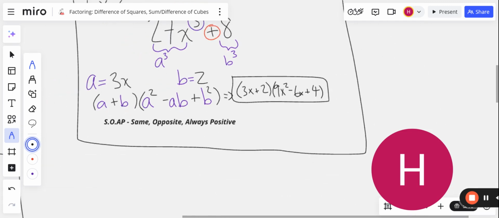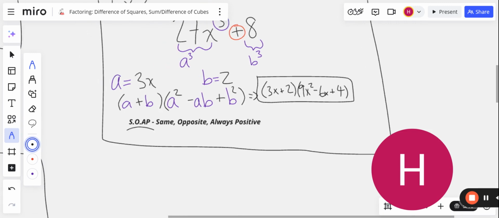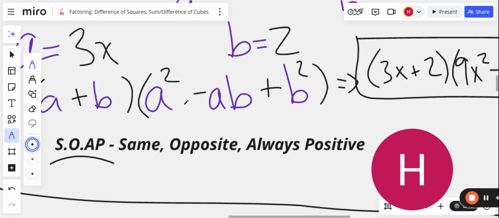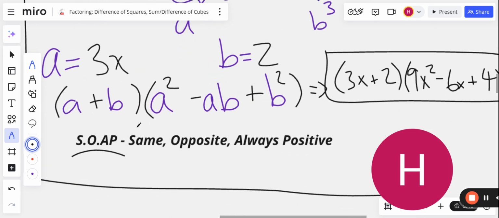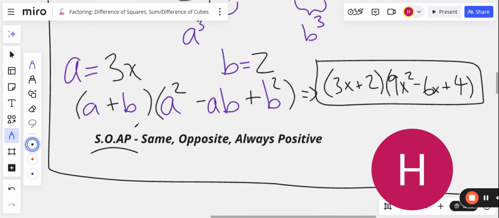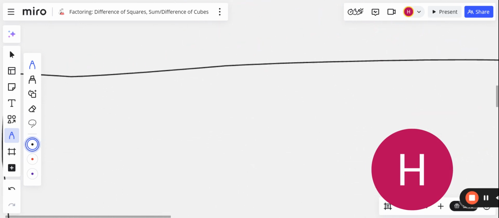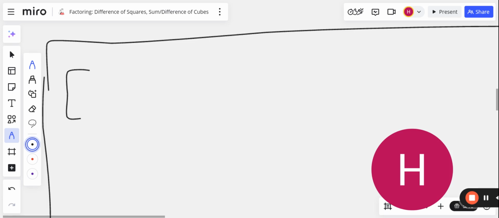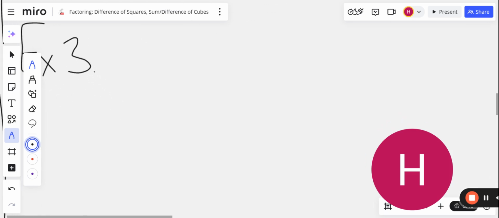Okay, so using this acronym SOAP kind of helps us out a little bit. You don't have to remember the acronym, you can just remember the formula, but this is a way to help you remember what positive and negative signs go. Okay, moving forward to example 3. Example 3, let's take a look at what we have here.